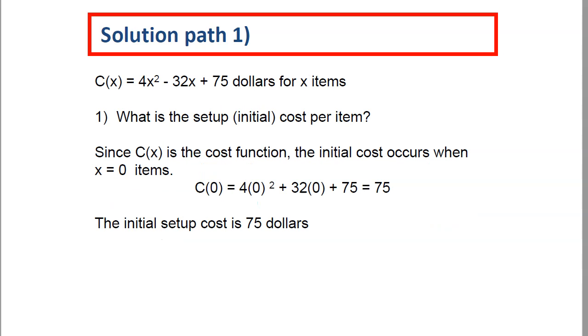To start with, we need to find the setup initial cost. Since c of x is the cost function, the initial cost occurs when x equals 0 items. c of 0 is 75. The initial startup cost is $75. Notice the importance of our units here, x items and $75.